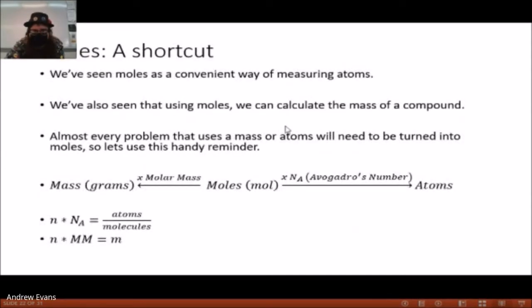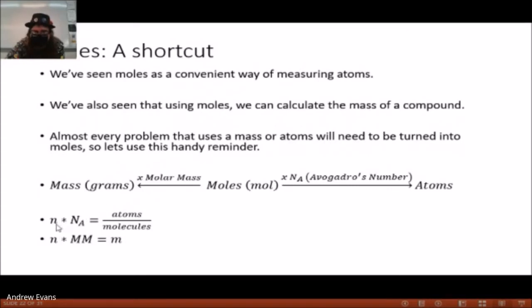Okay. Now, here's a shortcut. Now, we've seen that moles is a convenient way of measuring atoms. So, in moles, we can calculate the mass of a compound. Almost every problem in this chapter is going to go through moles one way or another. So, if we start with mass, we're probably going to have to go to moles. If we start with atoms, we're probably going to have to go to moles. So, knowing these conversions will help us. If I'm going from moles to grams, I'm going to multiply by my molar mass. If I'm going from moles to atoms, I'm going to multiply by my Avogadro's number.